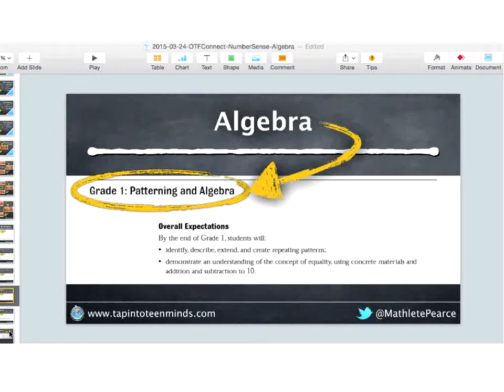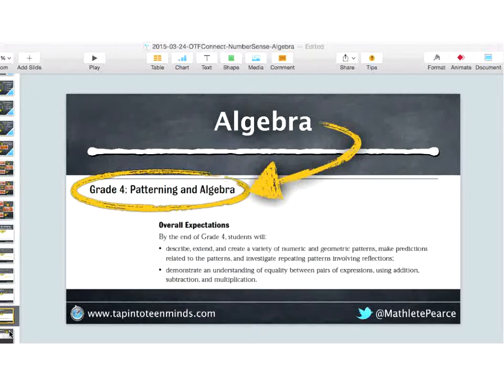When we talk about algebra, patterning in algebra is a strand that exists all the way from grade 1. However, the word variable comes later. In grade 4, we start to see things such as, I believe, unknowns and variables.